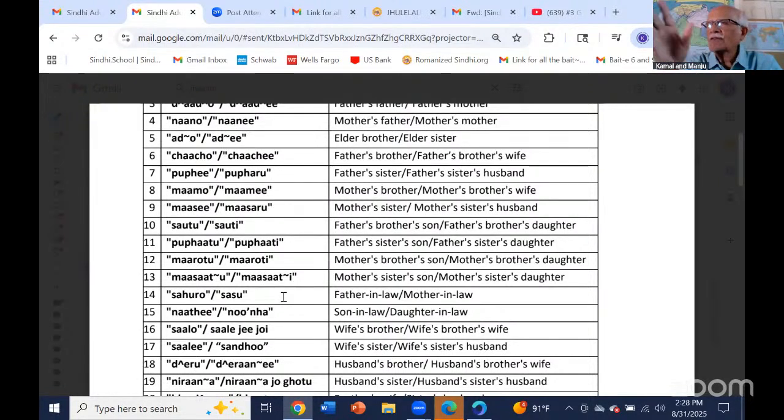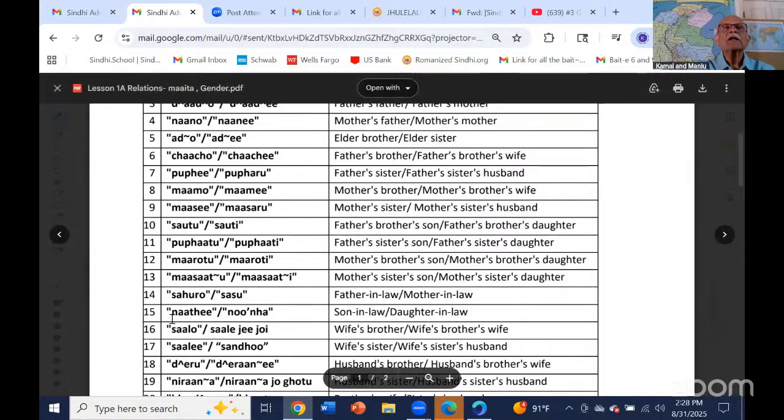Now, irrespective of whether the man or the girl is describing this, if you are married, your spouse's father will be sahuro and your spouse's mother will be sasu. So if you are a girl, your husband's parents will be Sahuro and Sasu. If you are a boy, your wife's parents will be Sahuro and Sasu. Father-in-law and mother-in-law.